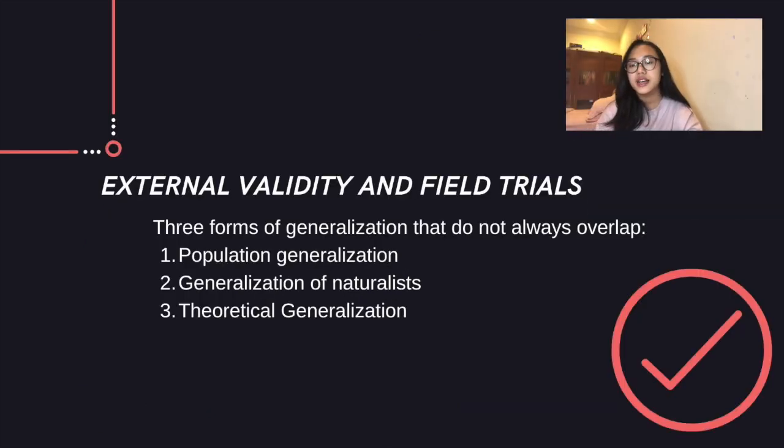The last point is external validity and field trials. External validity is the effectiveness in generalizing experimental findings. Trials of external validity can be complex because external validity can involve some forms of generalization. External validity involves 3 forms of generalization that do not always overlap. There are population generalizations, naturalistic generalizations, and the last one is theoretical generalizations.